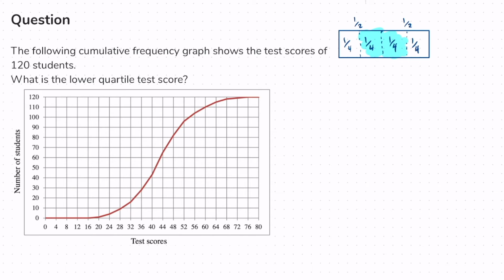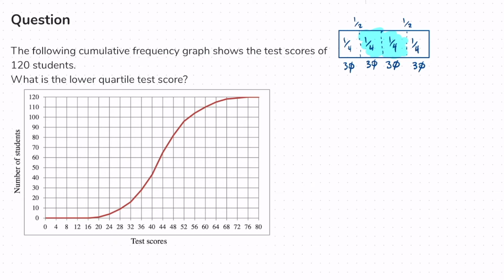So let's have a look at this. The following cumulative frequency graph shows the test scores of 120 students. So that means there's 30, 30, 30, and 30 kids in each of the boxes. What is the lower quartile test score?